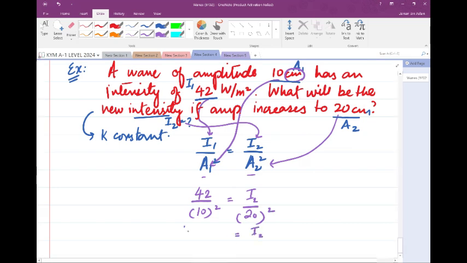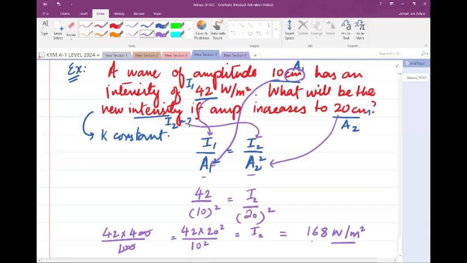I2 comes out to be 42. Multiply that with 20 square and then divide that with 10 square. That gives me 42 into 20 square is 400 and 10 square is 100, so we can cancel that stuff out. Intensity gives me 168 watt per meter square. That's the unit for intensity. So the new intensity I2 is going to be 168 watt per meter square.